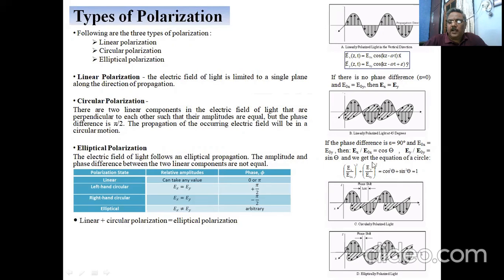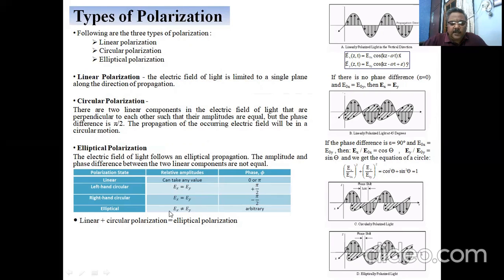Now we will square and add these two equations. We get this equation, which is the equation of a circle. So this is the circularly polarized light. If Ex is equal to Ey and the phase difference is plus pi by 2, then the equation will be reduced to the equation of a circle and the light will be circularly polarized.